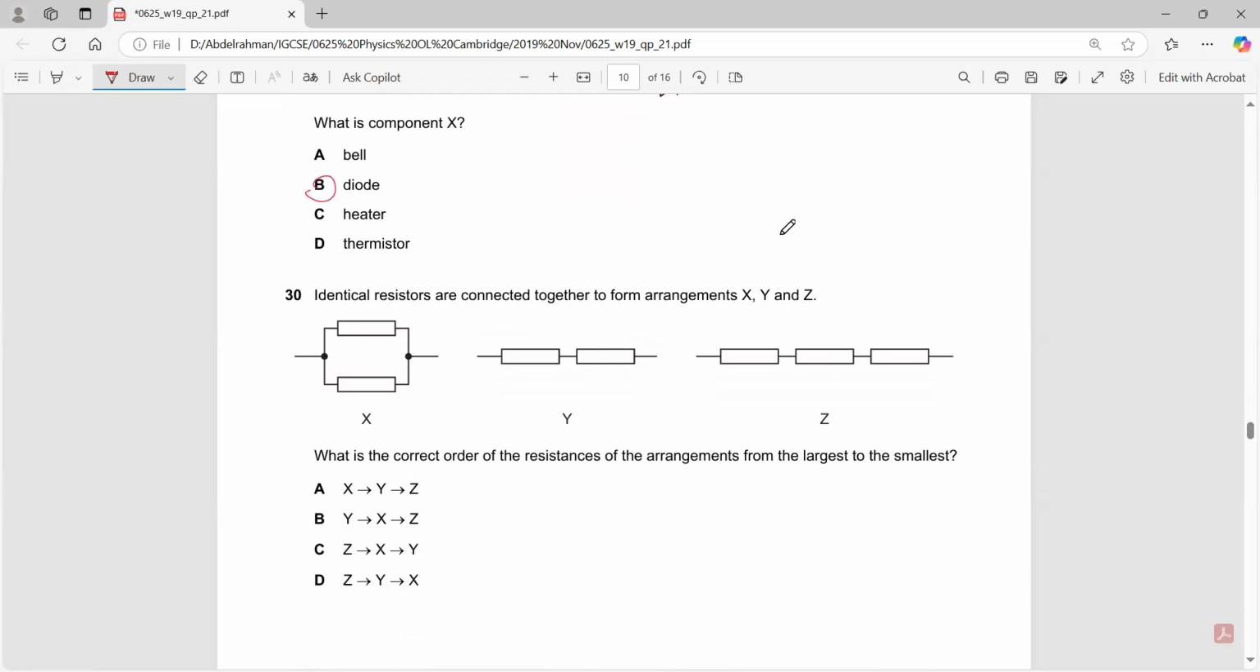Question 30. What is the correct order of resistance from the largest to the smallest? Largest would be in series. So we have three of them in series, and then two, and then X would be the least resistance. Why? Because if you have resistors in parallel, then the resistance would definitely decrease. So it's Z, Y, X.